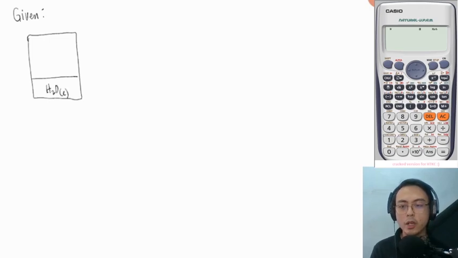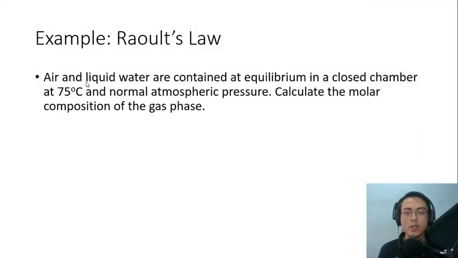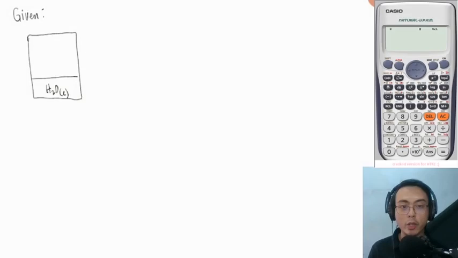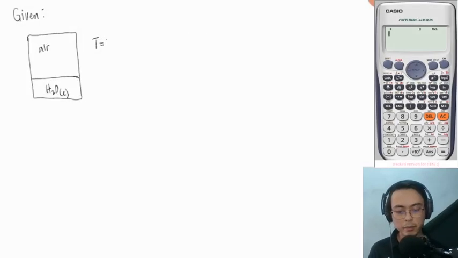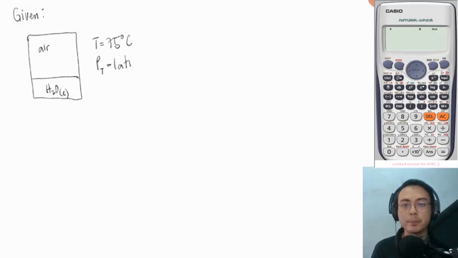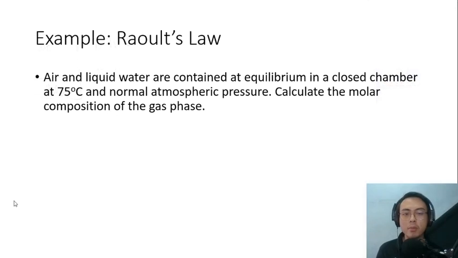No? So if you take a look at the question, air and liquid water. So it does not matter how much liquid or how much air is in your vessel. The important thing is there is liquid water and then there is air. Now, it's said that the temperature of the system is 75 degrees Celsius. And the total pressure of the system is at 1 atmosphere.